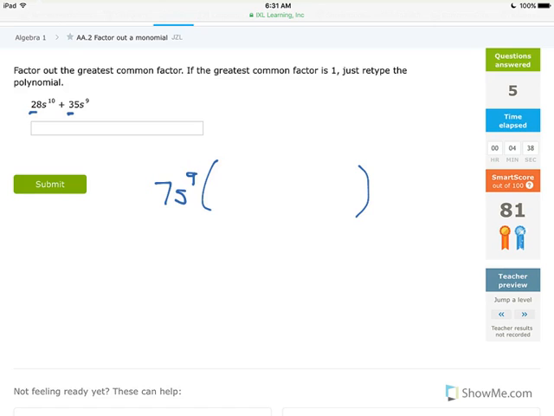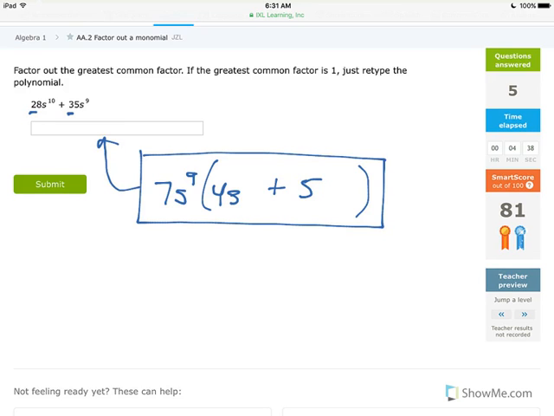And then, again, what do we need here to reproduce the 28s to the 10th? You're going to need a 4 to make the 28, and another s to make the s to the 10th. So we will need a 4, because 4 times 7 is 28, and you'll need an s, because s times s to the 9th is going to make the s to the 10th, plus we're going to need a 5 to make the 35, and then s to the 9th, all that was pulled out. So that's going to be your factored form. And again, just double check it by remultiplying.